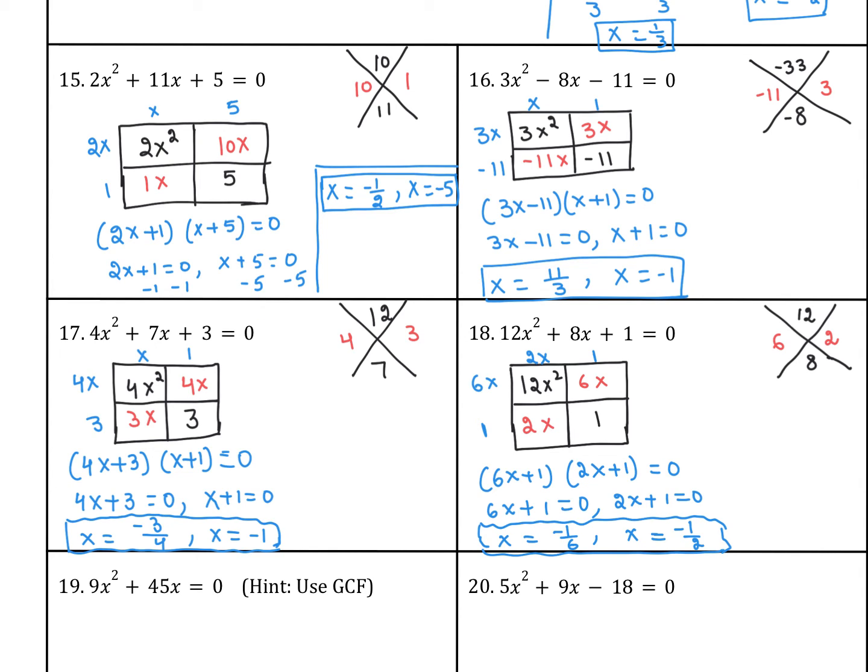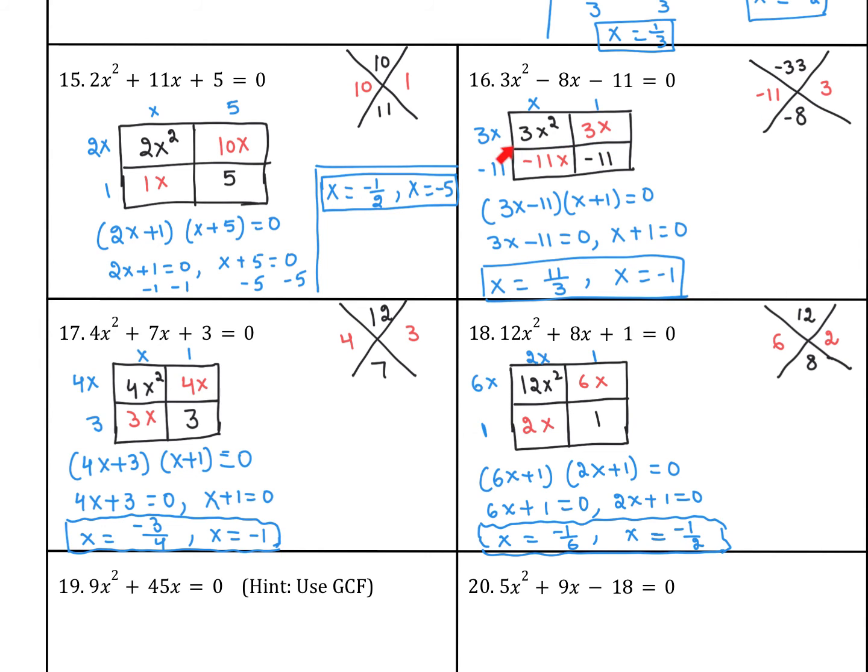For number 16, on the top you get 3 times negative 11, which is negative 33, and on the bottom is negative 8. Two numbers that you multiply to get negative 33 and add to get negative 8 are negative 11 and 3. Fill the box. First number goes here, last goes here. These two numbers are negative 11 and 3.